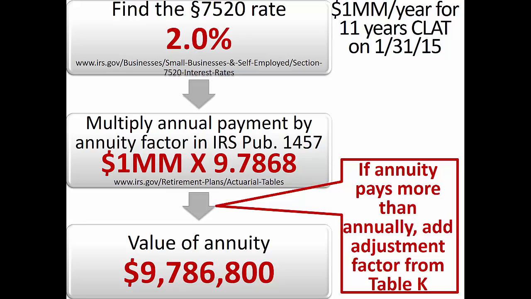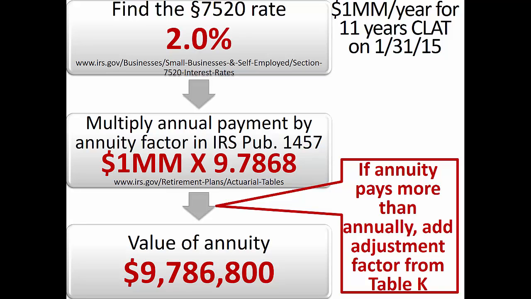Assuming that the annuity pays annually, the value of the annuity is simply this annuity factor, 9.7868, multiplied by the annual annuity payment, in this case $1 million. Thus, the value of this annuity is $9,786,800. If the annuity paid more frequently than at the end of each year, then it would be slightly more valuable. It's more valuable because the recipient gets the money slightly earlier.